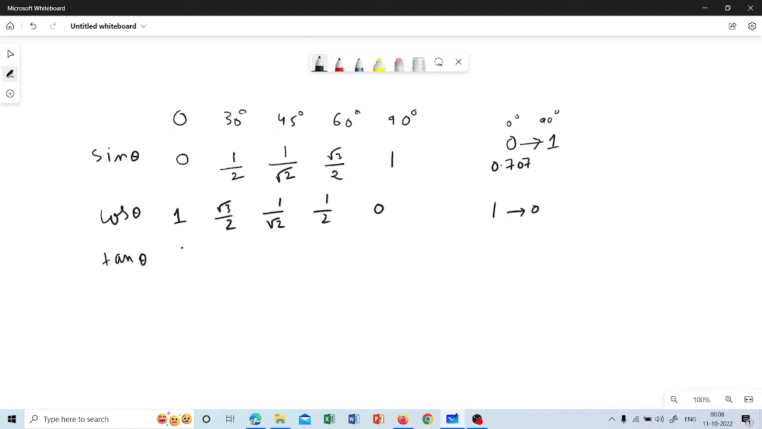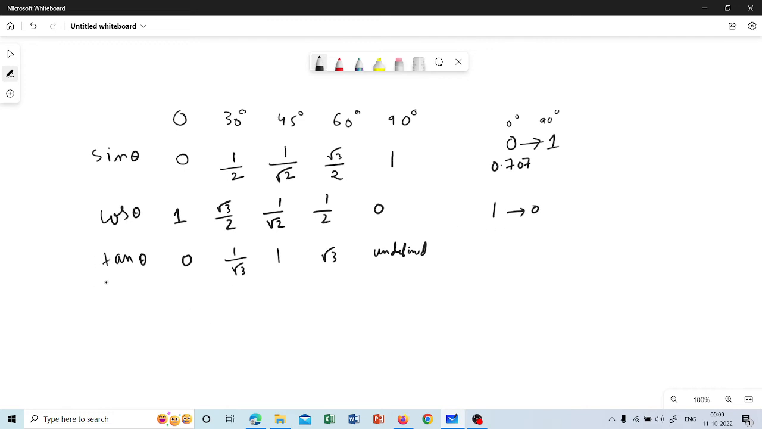Similarly, tan value is sine by cos, so 0 by 1 is 0. Tan 30 is 1 by 2 divided by root 3 by 2, which is 1 by root 3. Tan 45 is 1 by root 2 divided by 1 by root 2, which is 1. Tan 60 is root 3. Then tan 90 is undefined, because it is 1 by 0, and you cannot divide by 0.